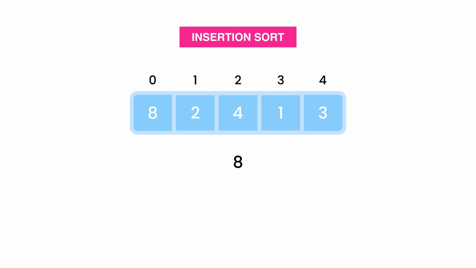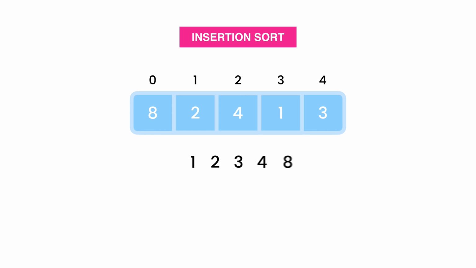First you get 8, you keep it. Then you get 2, you insert it before 8. Next you get 4, you insert it between 8 and 2. Then you get 1, you insert it before all the items. Finally you get 3 and insert it after 2. So every time you get an item, you insert it in the correct position. That's why we call this algorithm insertion sort.